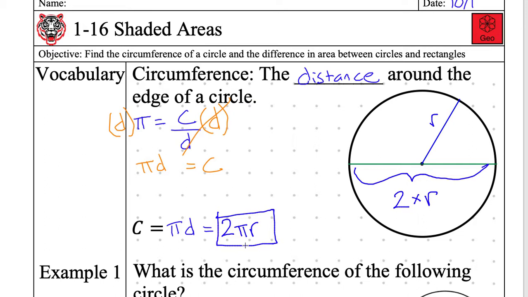So the formula for circumference is 2 pi r. Yes. So you just multiply the radius by 2, and then multiply by pi, and then that's how you get the circumference. Yep, exactly. And it comes from the definition of pi.